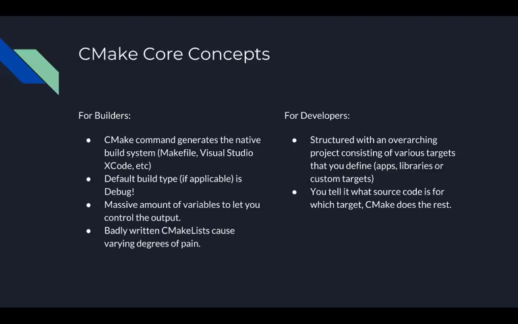You generate targets by telling it what source code is for which target. So, for example, add executable parentheses, the name of the executable file, like my cool program.exe. Well, you don't need the .exe, and then just a list of CPP files like a.cpp, b.cpp, blah blah blah, and they all just get compiled.